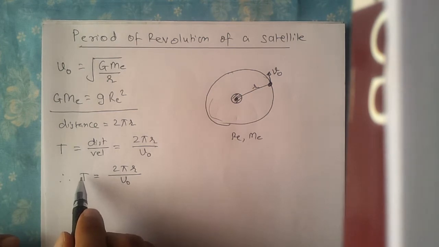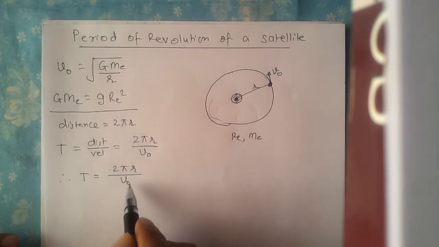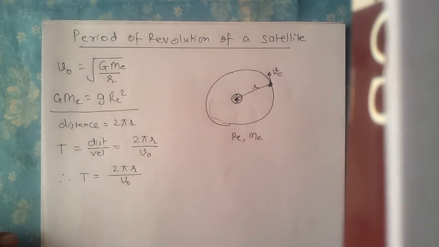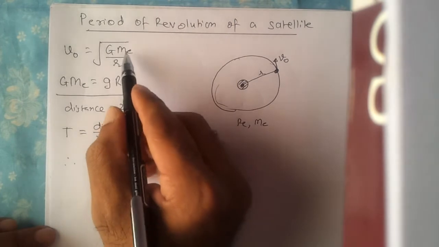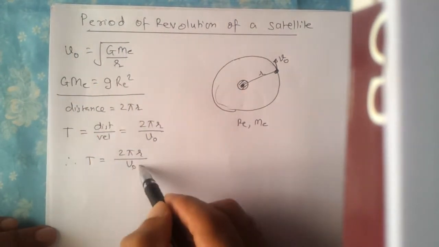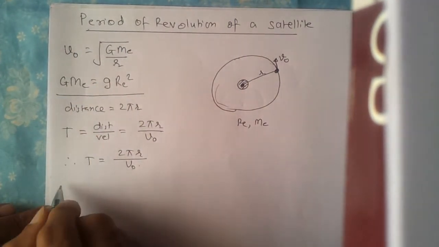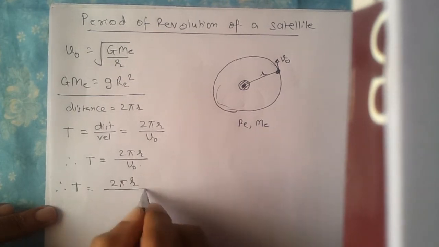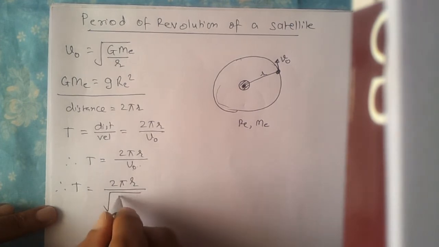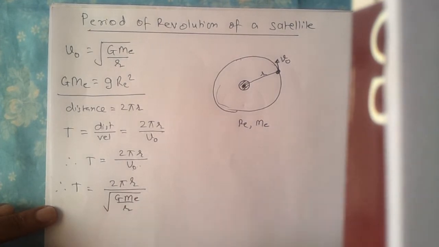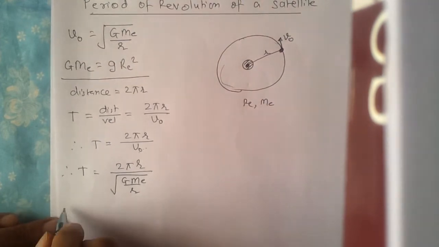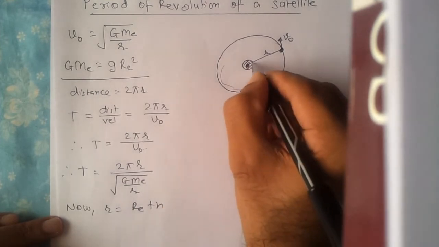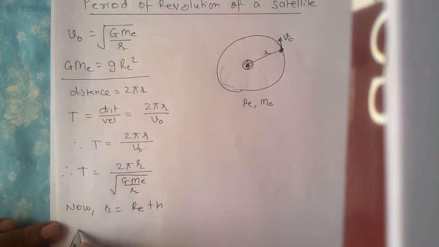Time period of a satellite is 2 pi r upon v0, where r is the distance between the center of the Earth and the satellite, and v0 is the orbital speed. Right? Now we have obtained an expression for v0, so I'll substitute this value of v0 in this equation. Right? So I'll get, therefore, T is equal to 2 pi r upon, for v0 I'll write square root of GM_e upon r. Right? Now r is equal to R_e plus h, radius of the Earth and height, so R_e plus h. So I'll put that in this equation.